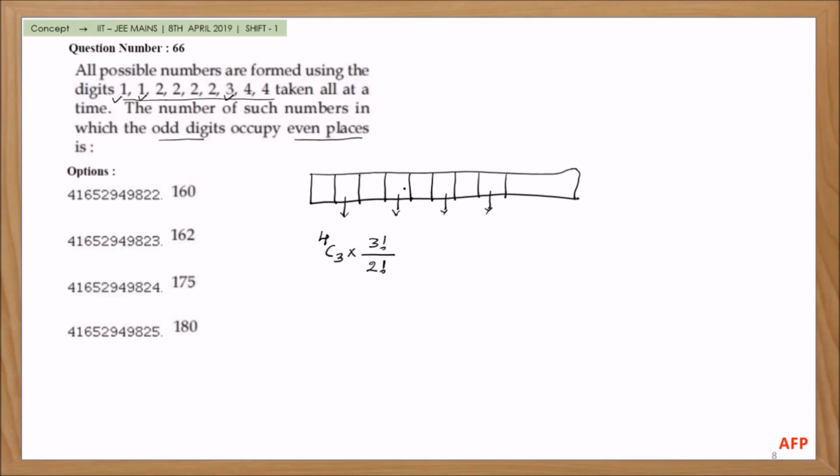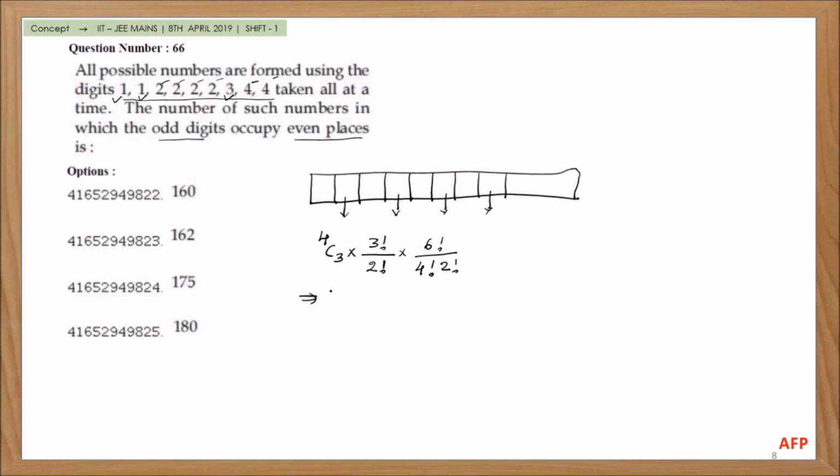factorial. Now 6 places are vacant. So 6 factorial. These 6 digits are there, out of which 4 digits are of the same kind, so 4 factorial, and the rest 2 are the same, of a second kind, 2 factorial. So this is the arrangement we are having.